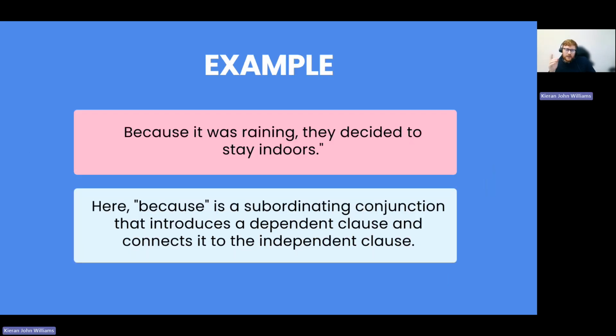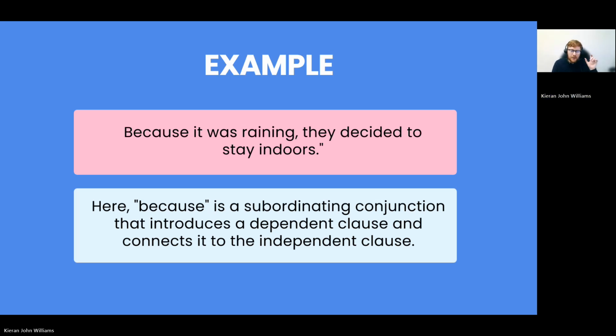So here, like, because it was raining, they decided to stay indoors. Because it was raining is the dependent clause, because that doesn't make any sense on its own. If we remove the rest of that sentence, because it was raining, that doesn't mean anything. It only has some logic when we put in the resulting part of it: they decided to stay indoors.